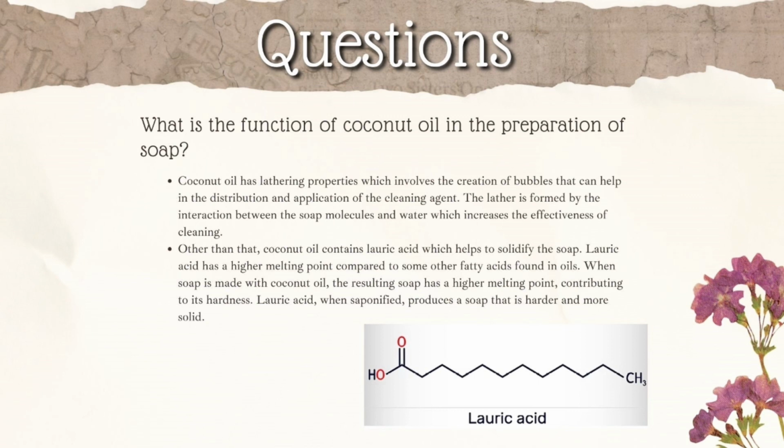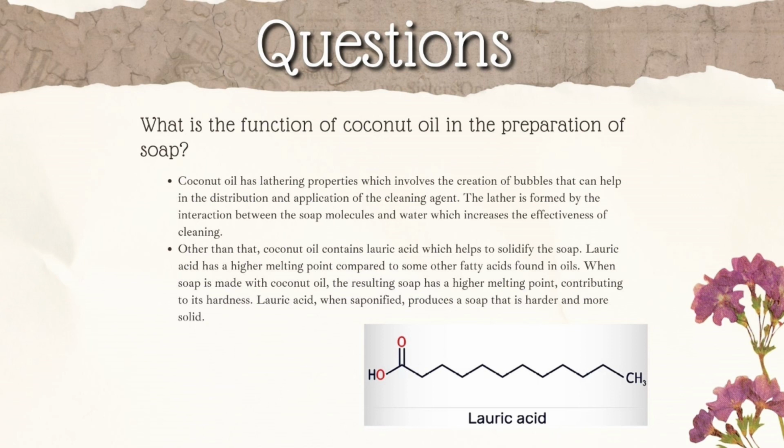Other than that, coconut oil contains lauric acid, which helps to solidify the soap. Lauric acid has a higher melting point compared to some other fatty acids found in oils. When soap is made with coconut oil, the resulting soap has a higher melting point, contributing to its hardness. Lauric acid, when saponified, produces a soap that is harder and more solid. The image below shows the chemical compound of lauric acid.